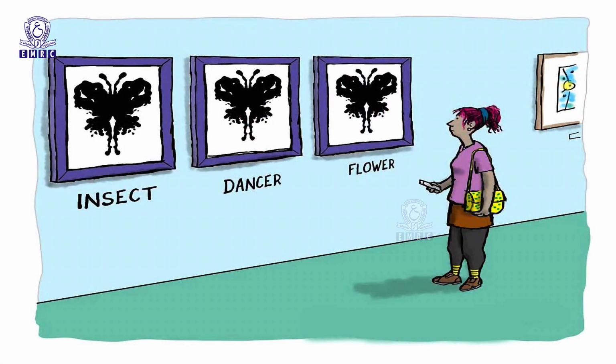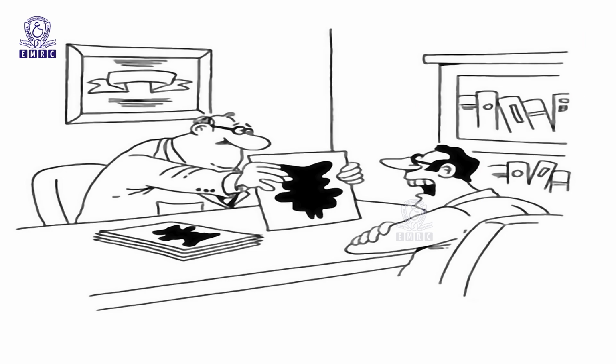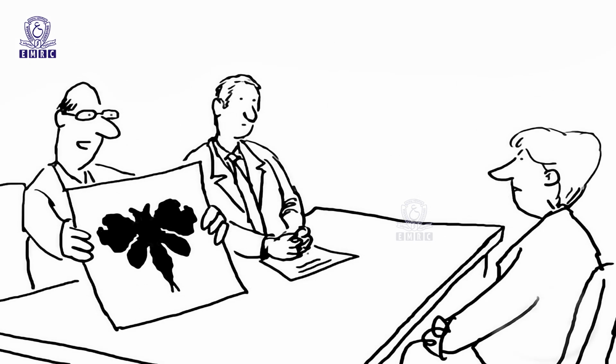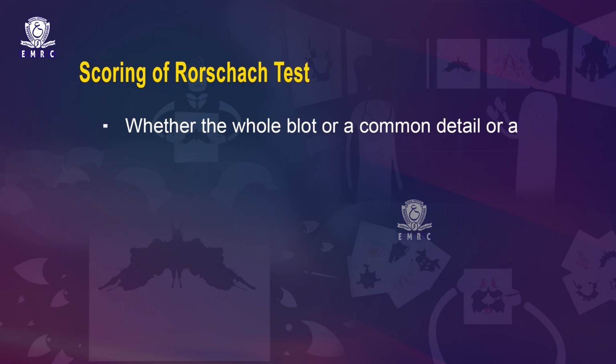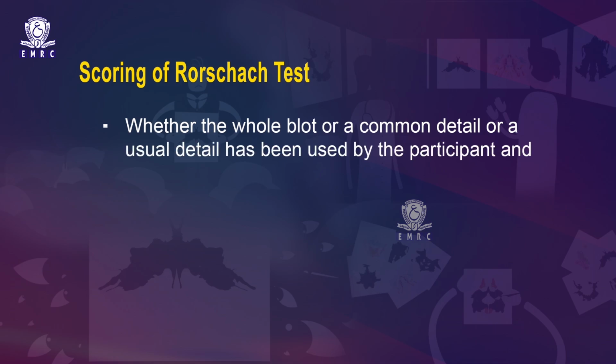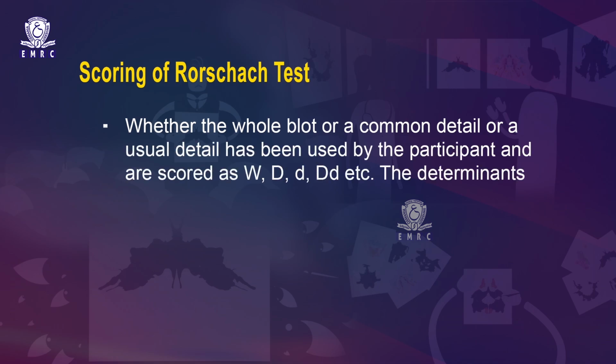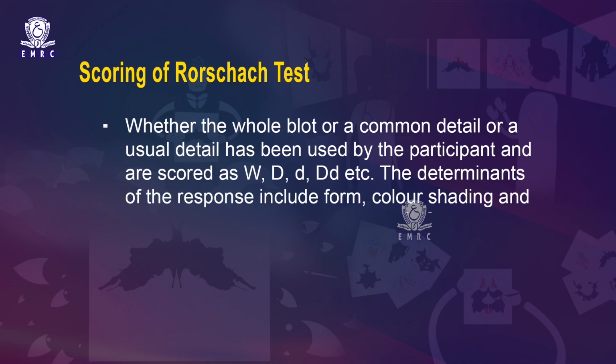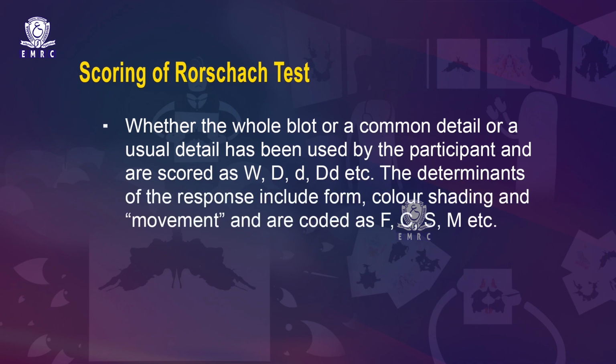There is a focus of concern for Rorschach interpretation based either on the content of the response or on their formal characteristics such as location, determinants, form quality, and the various quantitative summaries derived from the responses, that is, the content. Scoring of location is important. Location refers to that part of the blot with which each response of the participant is associated. For example, whether the whole blot or a common detail or an unusual detail has been used by the participant, and are scored as capital W, capital D, small d, etc.